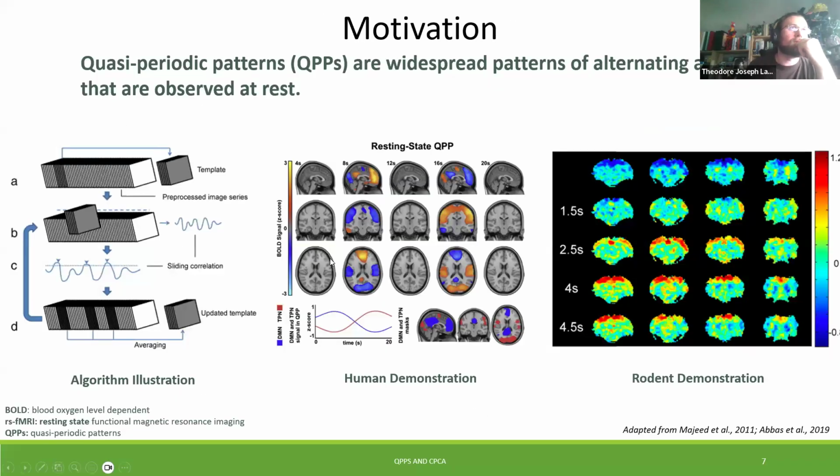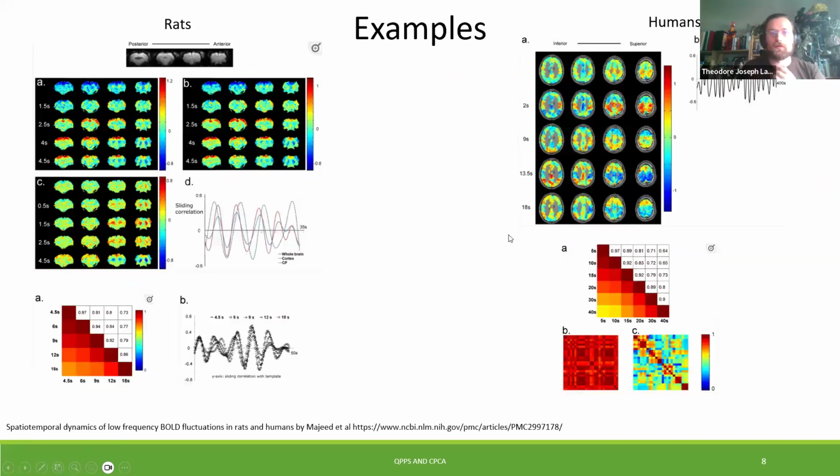But what we have ended up doing over time is giving this in both human demonstrations and rodent demonstrations. And hopefully I can show you that that is true over time.